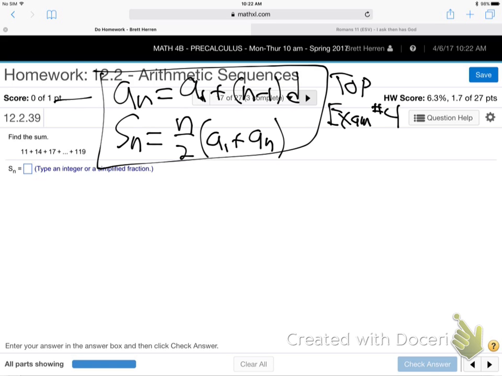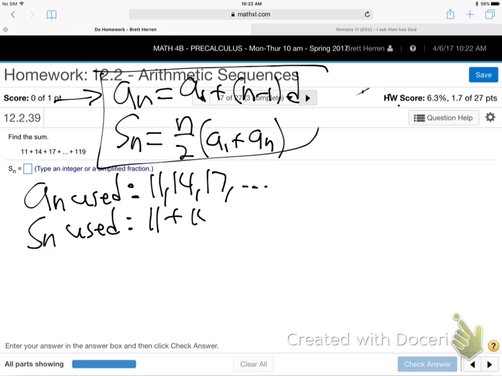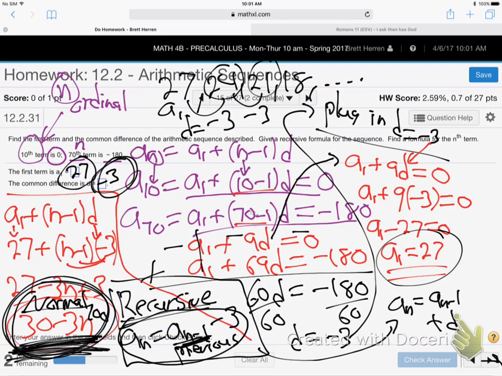A sub n is always used to find the items with commas. In fact, let me write that over here. This would be like A sub n would be used when you have like 11, 14, 17, dot, dot, dot. S sub n is used when you have 11 plus 14 plus 17 plus dot, dot, dot. See the difference? Plus signs in the middle, not commas. That's the difference, right? Up to now, if you look back, everything we've been doing has been having commas in the middle, right?